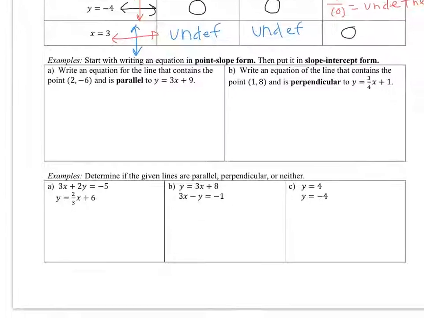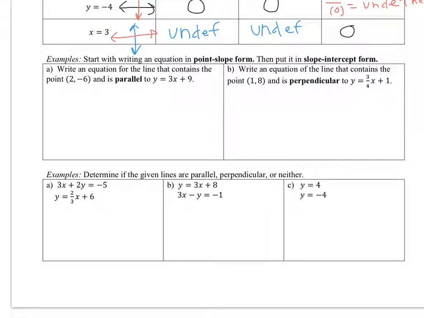Okay, next part of examples. Start with writing an equation in point-slope form, then put it in slope-intercept form. So letter A: write an equation for a line that contains this point and is parallel to this line. So if I just draw a rough sketch of 3x plus 9, here's 9, it looks like this. But this question's asking you to, okay, let's start at (2, -6) now, which is right here, and then let's make a line parallel.